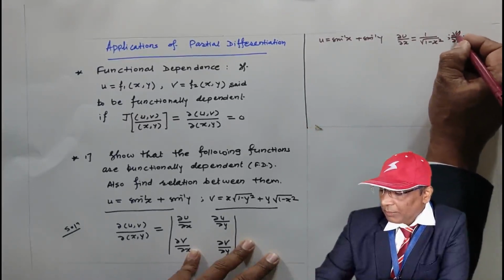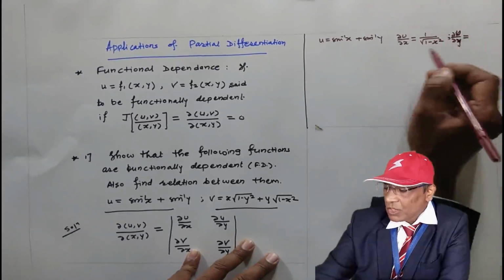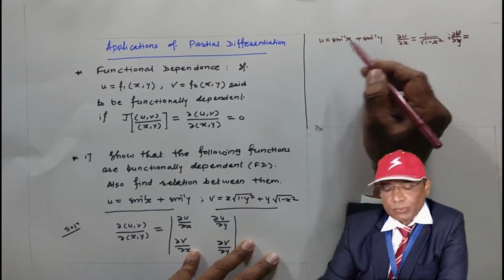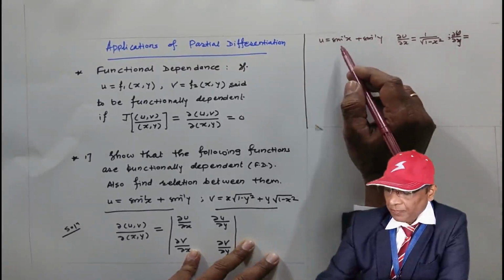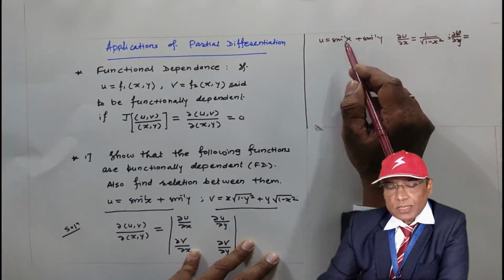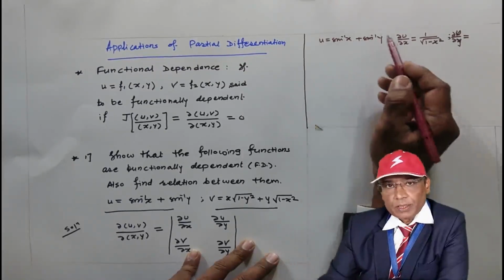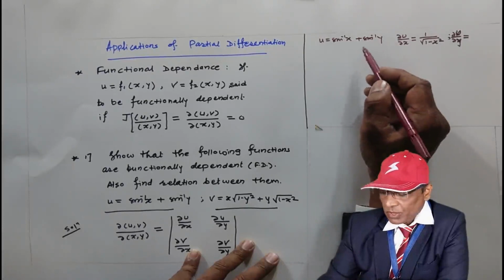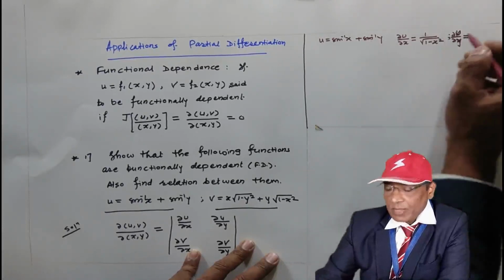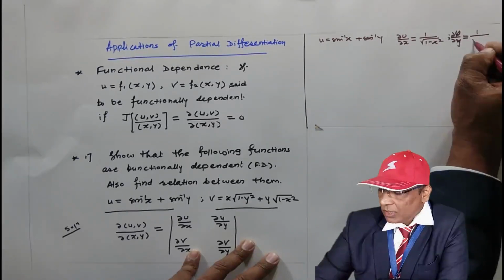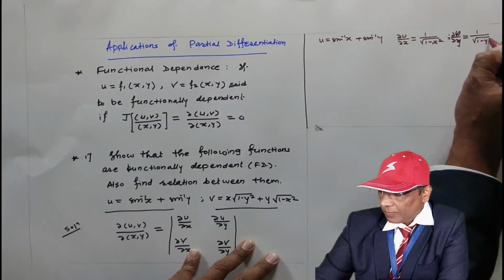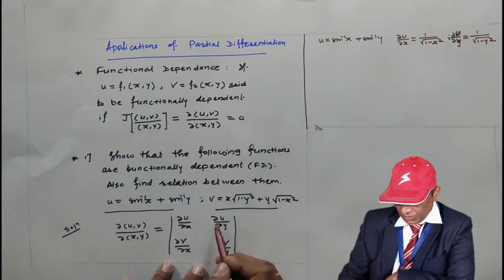Del u by del y, I am writing. Del u by del y is what? The partial derivative of u with respect to y keeping x constant. The derivative of sin inverse x with respect to y is 0. I am talking about the partial derivative. And the derivative of sin inverse y with respect to y is 1 by under root 1 minus y square. Okay, these two derivatives we found.